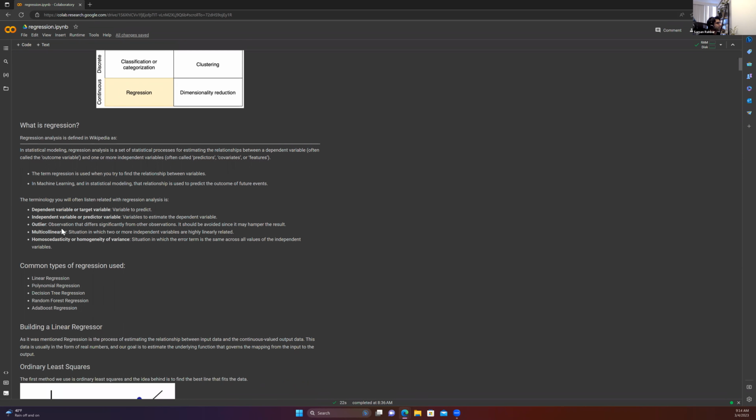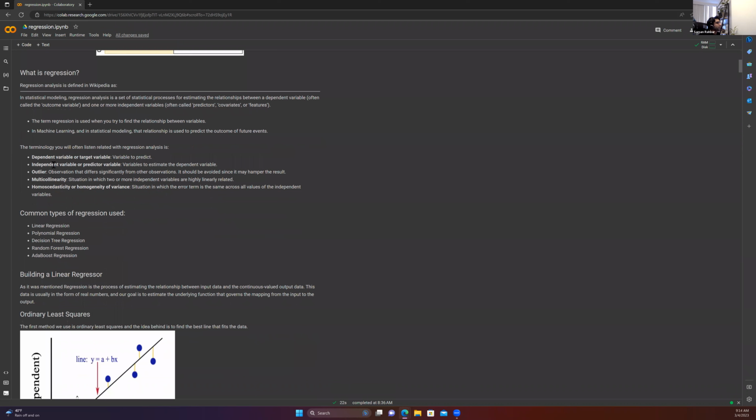The terminology that we have: dependent variables or target variables are the variables that we want to predict. Independent variables or predictor variables are the variables used to estimate the dependent variable. And you often hear about outliers, multicollinearity, and homogeneity. If you're not familiar with those concepts or words, don't worry, don't freak out, I'll talk about them. I put them here in case you observe them in the next sessions.